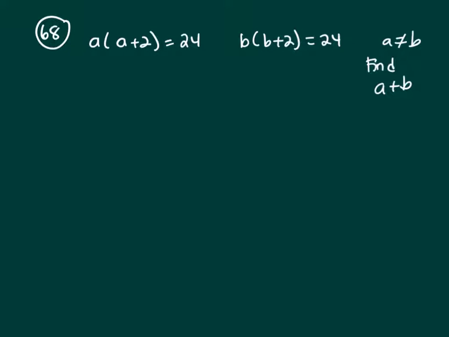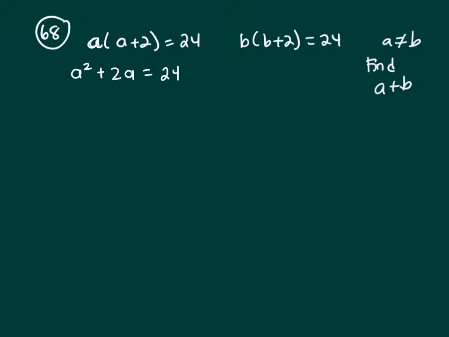Both of these equations are the same except one's got an A and one's got a B. So let's solve this equation with an A, and the first thing we should do is get rid of our parentheses by multiplying by A. A times A is A squared. A times 2 is 2A. Bring down your 24.